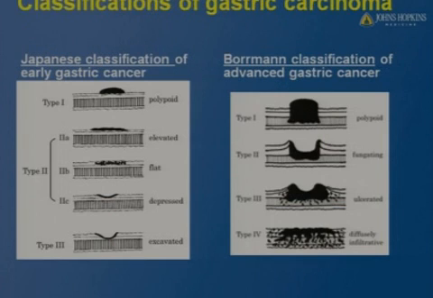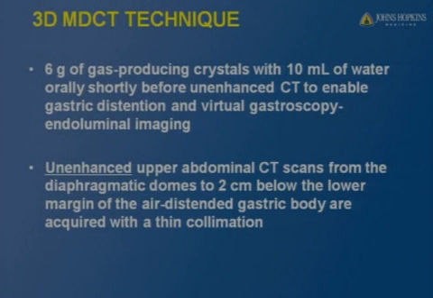I like this slide taken from Dr. Chan's work. On the left, we see the Japanese classification of early gastric cancer, and on the right, we see the Borrmann classification of advanced gastric cancer. They may still be called type 1, 2, and 3, but we are talking about different entities, where in the Japanese classification, the form is confined to the mucosa and submucosa.